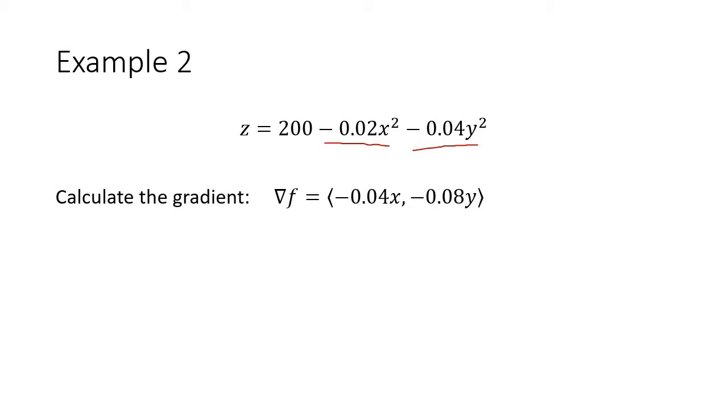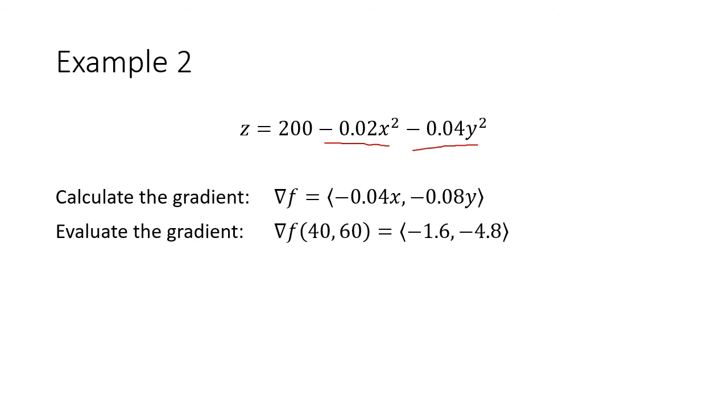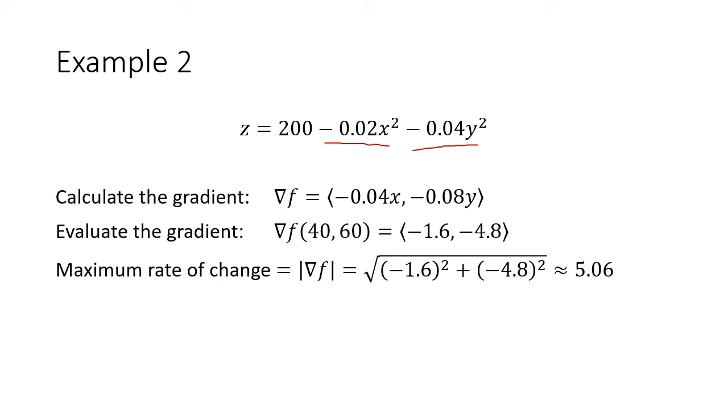So we have our gradient. We evaluate the gradient at our ordered pair. In this case, plug in the values 40, 60, which gives us corresponding values of negative 1.6, negative 4.8. And then my maximum rate of change is just the magnitude of that vector. So if I find the magnitude by basically applying the Pythagorean theorem, I get that my maximum rate of change is approximately 5.06.